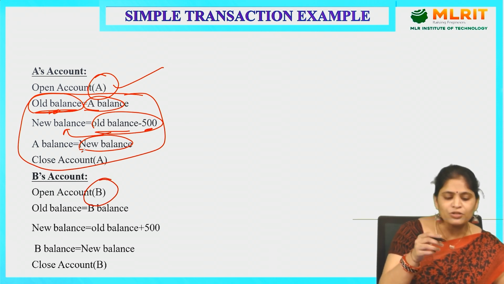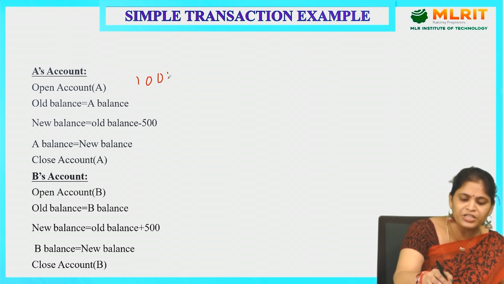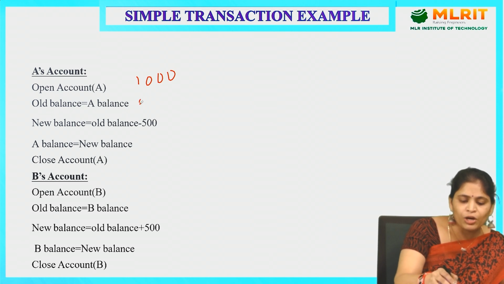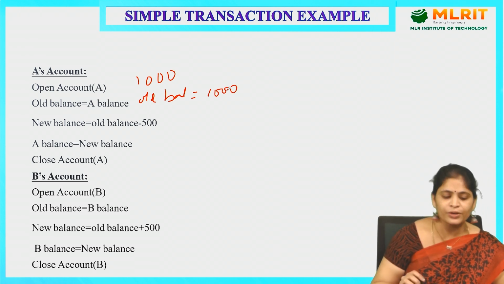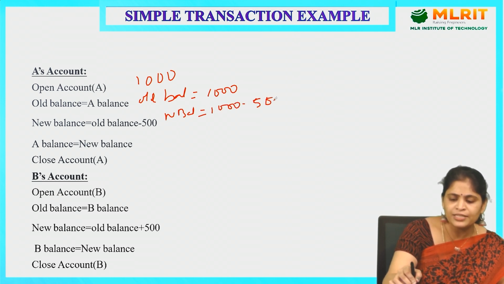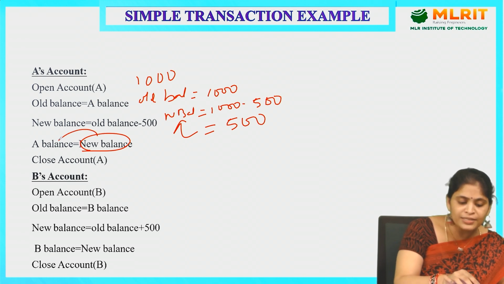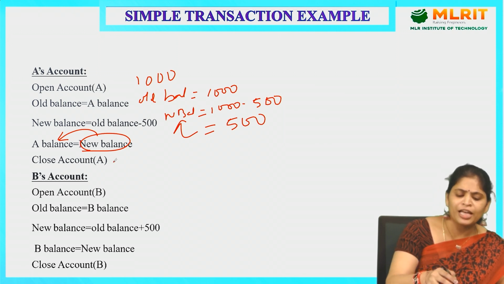So for example, let us deal with this one with some amount. A has initially 1000 rupees. So now old balance is equal to 1000. Now new balance is equal to old balance minus 500. What is the old balance here? 1000 minus 500. So what will be the new balance now? 500. This new balance is assigned to account holder A. Now after deducting the amount, we will close the account.